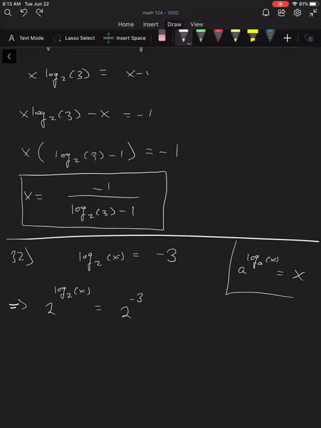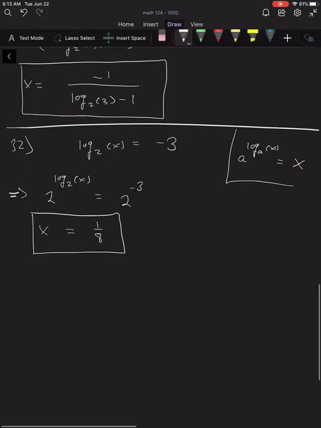And now using that property of the logs that we have over here, the left-hand side really is just x. And the right-hand side, 2 to the minus 3, is the same thing as 1 divided by 8. So for this problem, this is what we get as our answer: x is equal to 1 over 8.